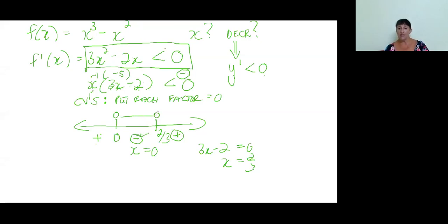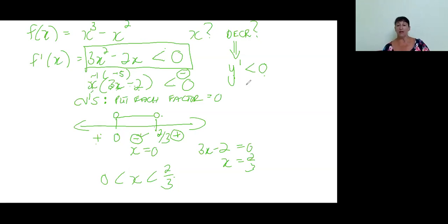So your answer is there. That answer is x is between 0 and 2/3. There are no equals, so there's no solid. Nothing is included. And it's from smallest to biggest. So x is between 0 and 2/3 if you want it to be decreasing. Okay, so decreasing, derivative less than 0.